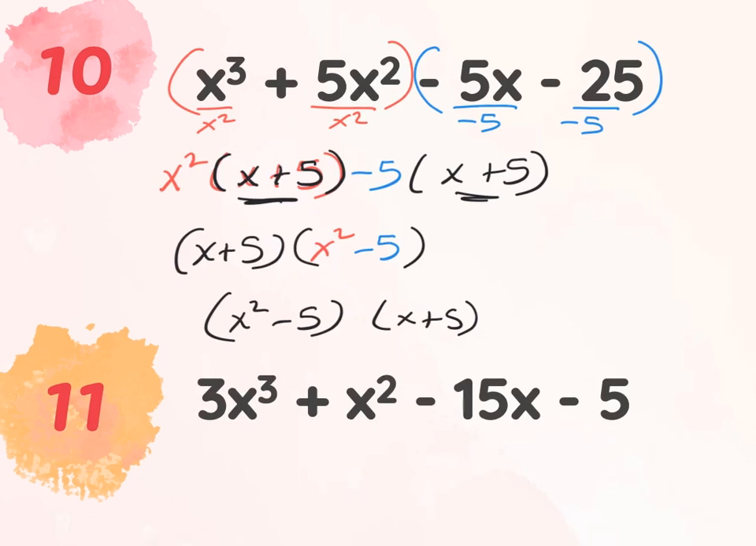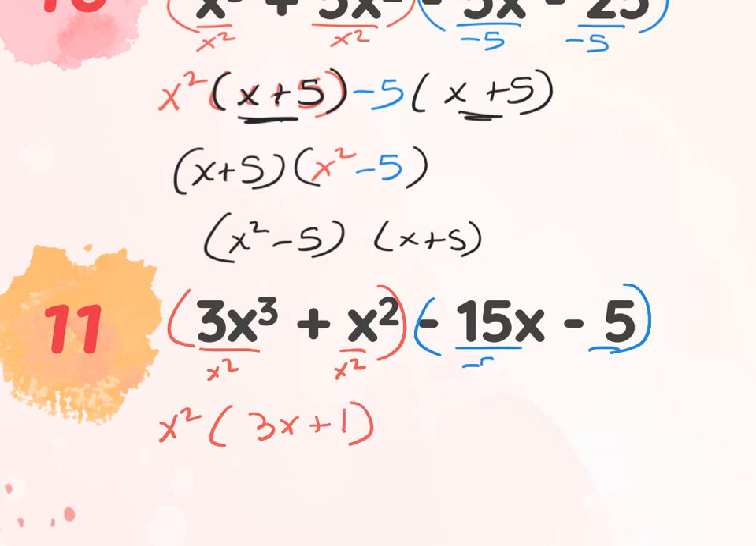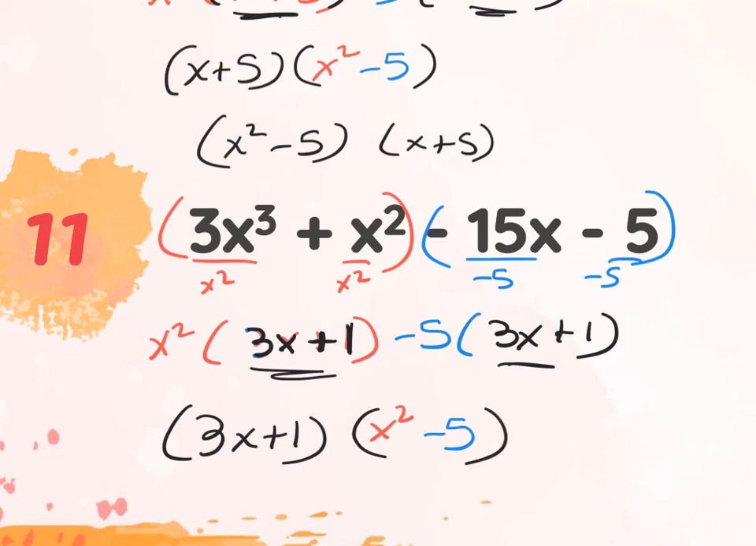One more example. Red group, blue group. Greatest common factor of red is going to be x squared. So 3x plus 1. GCF of blue, again, I'm going to pull out a negative because I want my parentheses to look the same. So then here, 3x plus 1. They look the same. Write it once. And then now take the x squared minus 5. And you're done. And that is factoring of perfect cubes and factor by grouping.